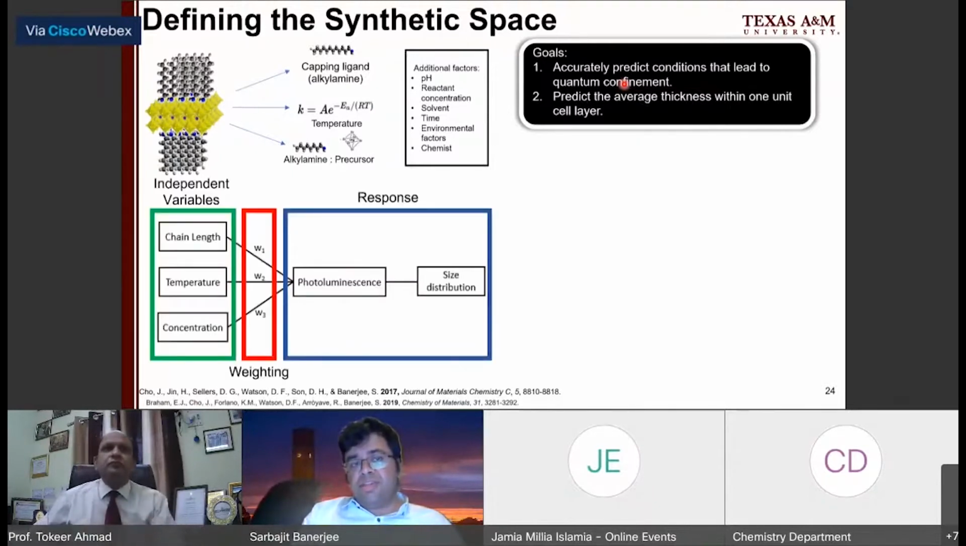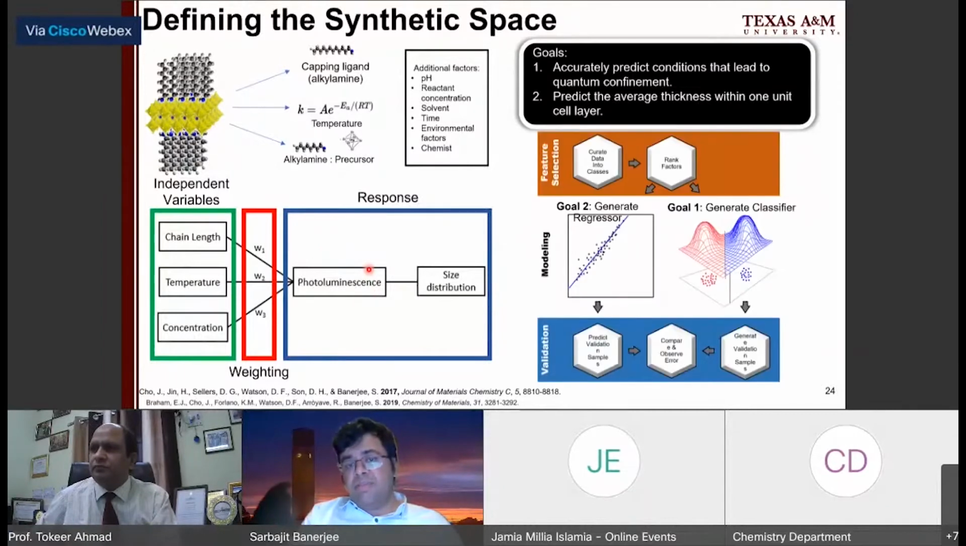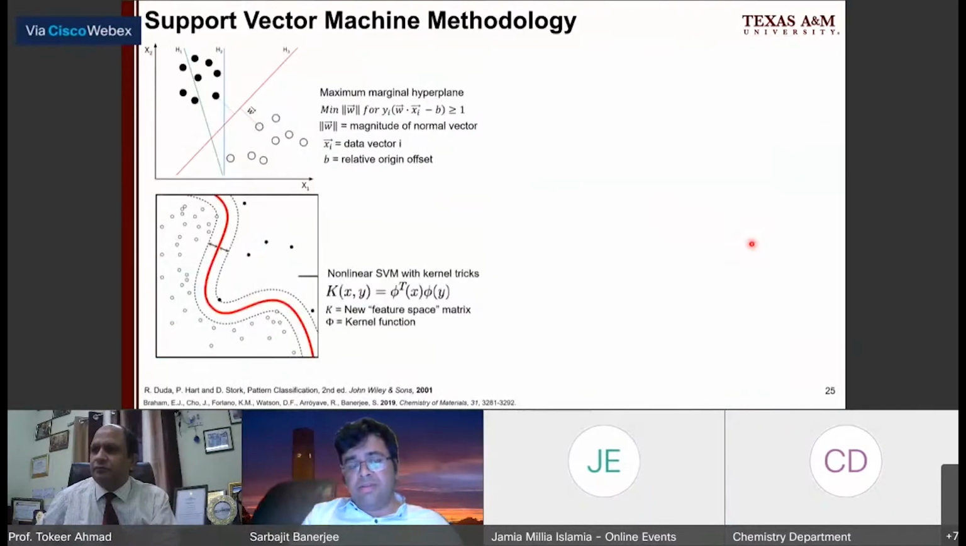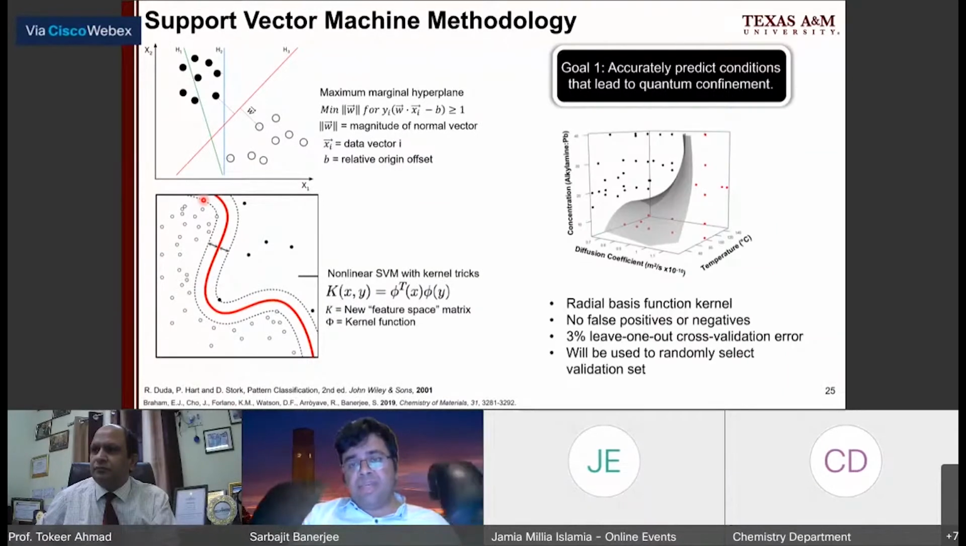So this is an example of a machine learning model that Eric and Jun-Sung have made. We took 74 different experiments with different chain lengths, temperature, concentration, and chain length of the amine, and we can measure the size response using photoluminescence. And by doing so, we can generate a classifier, and then we can generate a regressor. And so here's the idea.